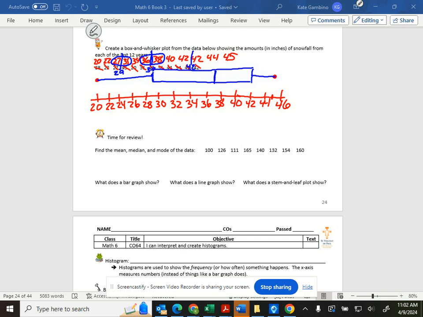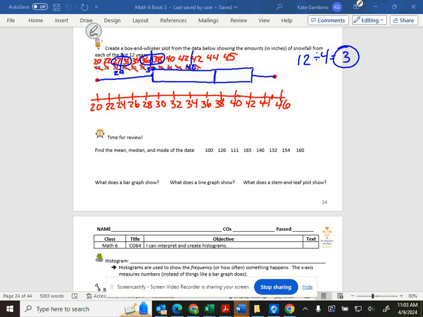Remember, we divided into 4 equal sections. Look up at my numbers. Look at where I drew my median, my upper quartile, my lower quartile. How many are in each section? Say it louder, Bryn. 3. Because I have 1, 2, 3, 4, 5, 6, 7, 8, 9, 10, 11, 12 total snowfall amounts. Remember, there are 4 sections. So I know there are 3 data points in each section.